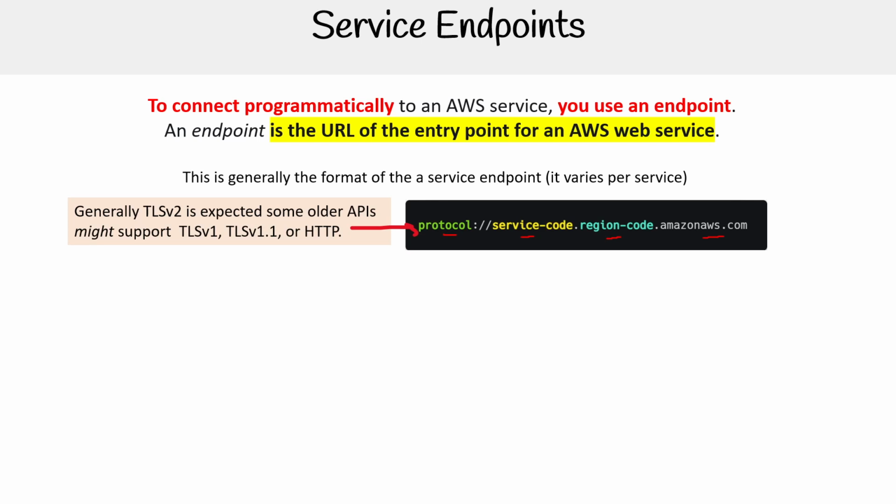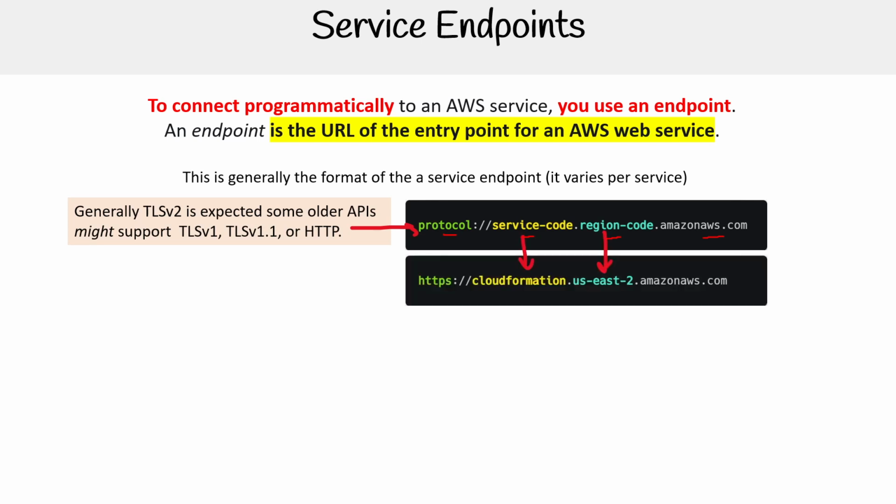For security, generally TLS version 1.2 is expected, or an older one might be supported. I believe the latest version of TLS is 1.3, so that's generally what should be used, but there are some things to know there. If we wanted to see this filled in, here's an example of CloudFormation. We have CloudFormation, operating in US East 2, and we're using the protocol HTTPS. Generally, everything is using HTTPS. There could be a case where HTTP is allowed, or maybe even other protocols that I'm not listing here.